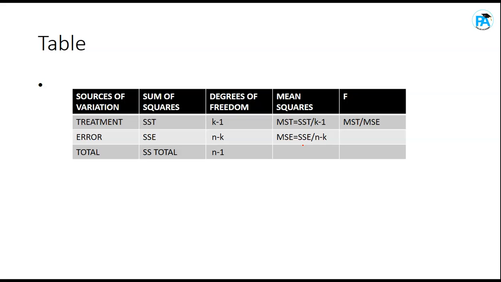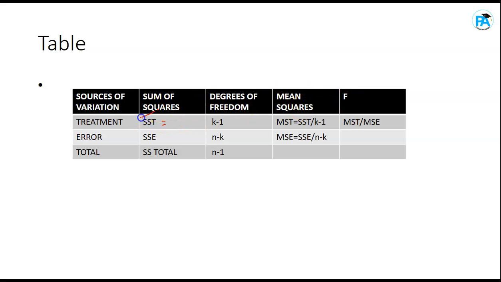At times you see this table too in exams. Look at the table. This table is just a summary of everything you've done. They want you to prepare it in tabular form, like what you got for SST. They wanted you to write it in this part: source of variation, sum of squares, degrees of freedom, mean square, F.